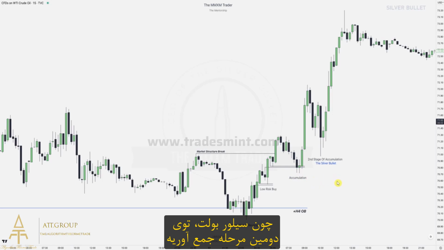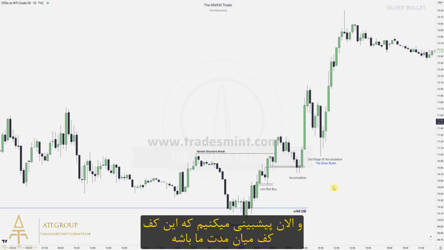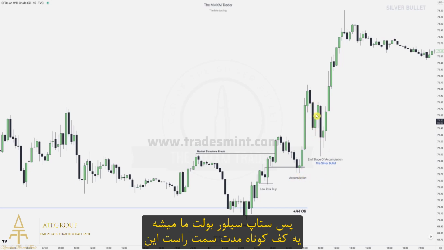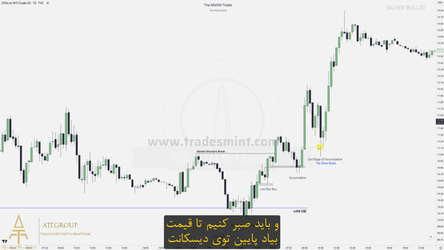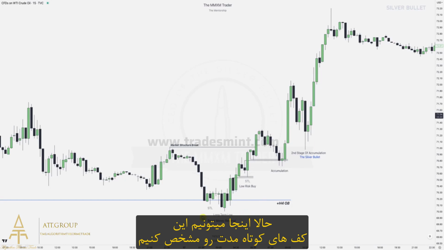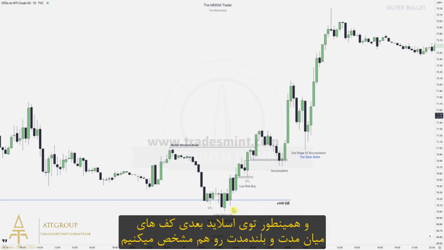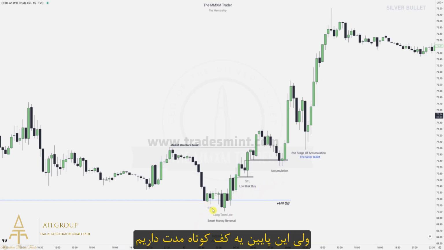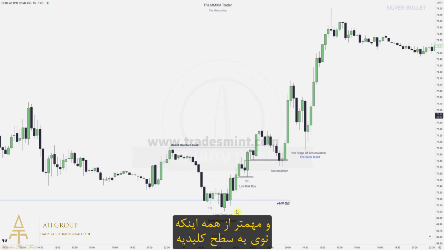Because the silver bullet is the second stage of accumulation, and now we're anticipating this low to be the intermediate term low. So our silver bullet setup will be a short-term low to the right of it, right? And we need to wait for it to decline into discount and use a fair value gap as an entry. So if I go over here, we can outline those short-term lows, long-term lows, and intermediate term lows in the next slide. But we've got that short-term low down here, right, on that smart money reversal, again on a key level, important.